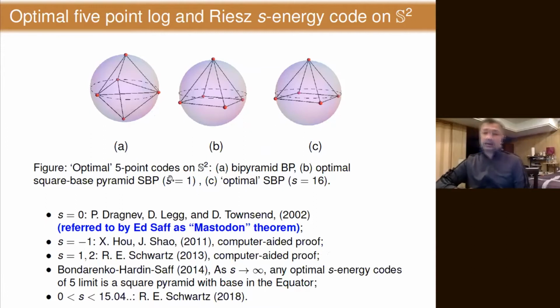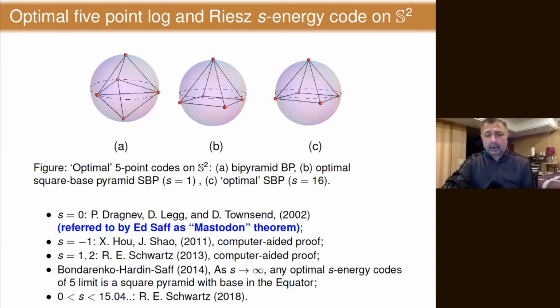And when S is 1 and 2, also a computer-aided proof by Schwartz from 2013 established the result. There are some limiting considerations by Bondarenko, Hardin, and Saff. And recently, Schwartz continued investigating this problem in a monograph of about 200 pages. He derived indeed the optimality. But again, this is a computer-aided proof, and very little can be done without aid of the computer.